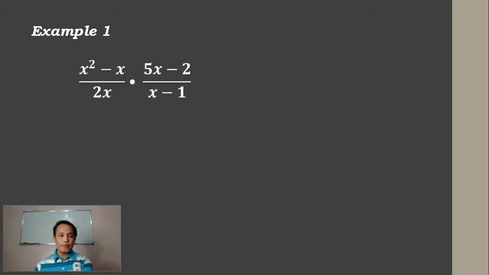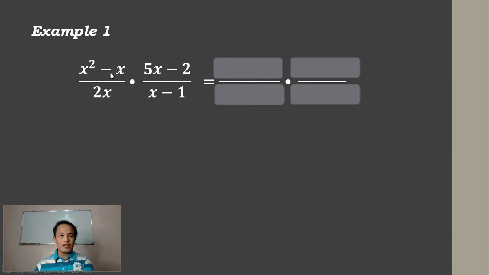Example number 1. We are given these rational algebraic expressions: x squared minus x over 2x times 5x minus 2 over x minus 2. So we will start with the first fraction. We have here x squared minus x. So how do we factor out x squared minus x?